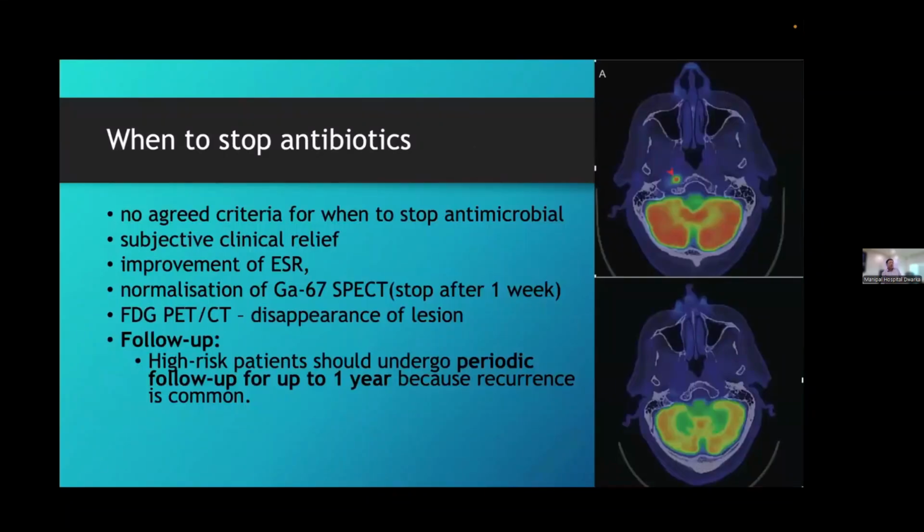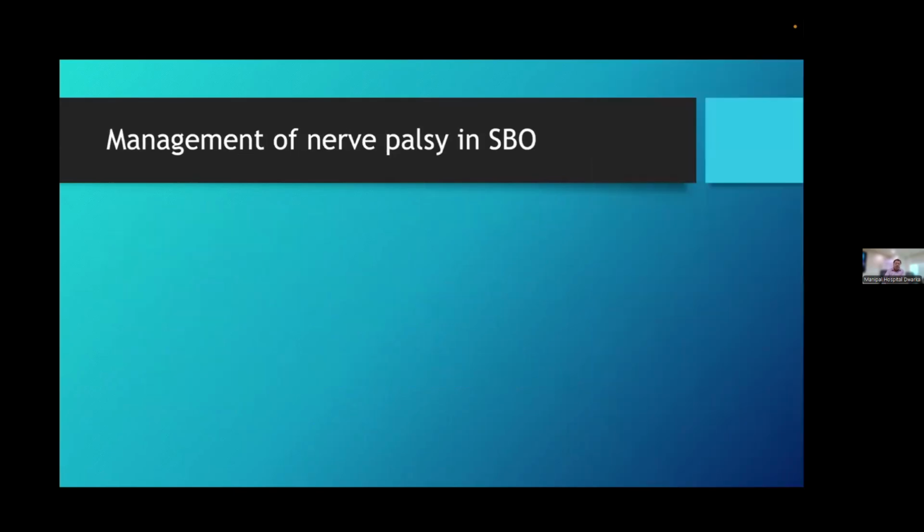When to stop antibiotics? There are no clear-cut guidelines to define when to stop antibiotics, but subjective clinical relief, improvement in ESR, PET-CT with disappearance of the lesion, and normalization of gallium scan. So gallium scan was earlier used to follow up these patients, but this has been totally replaced by PET-CT now. Right? So we can do a PET-CT and if the lesion has disappeared on PET-CT, we can stop the drug. So now we come to the management of nerve palsy.